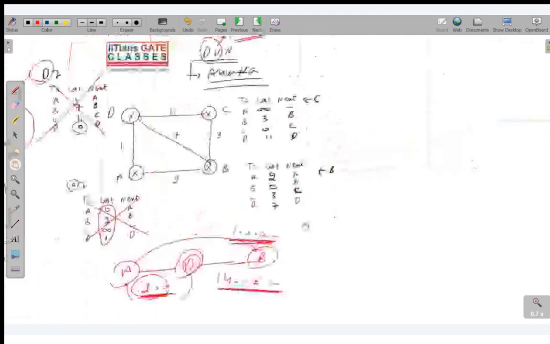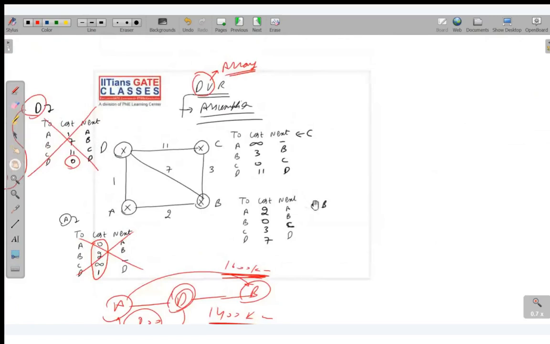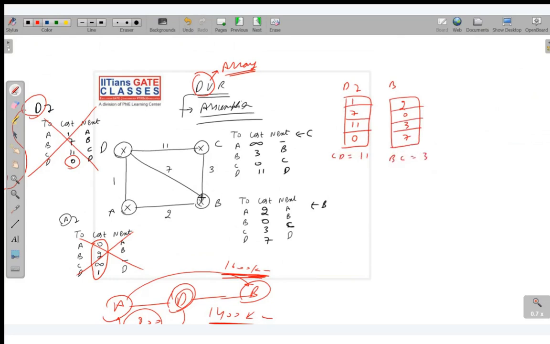Similarly, we will construct the table for C as well as B. So C will receive distance vectors from D and B. What will D send? 1, 7, 11, 0. What will B send? 2, 0, 3, 7. So this will be CD, and the CD cost is 11. BC, the BC cost is 3.